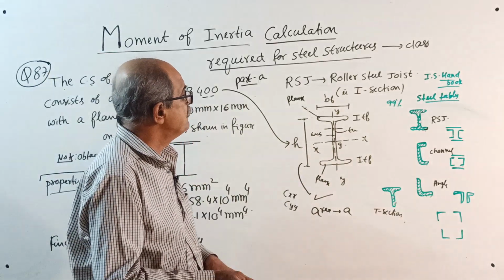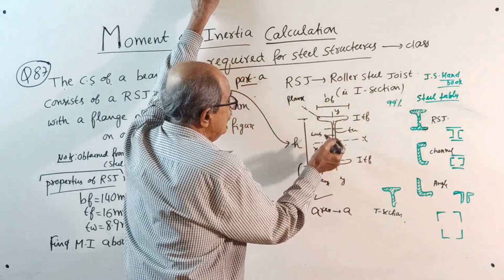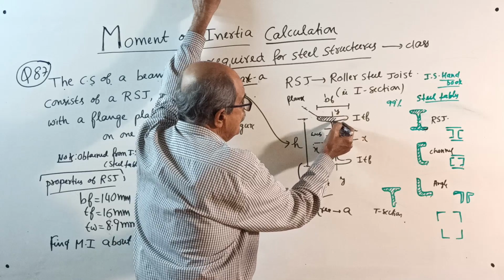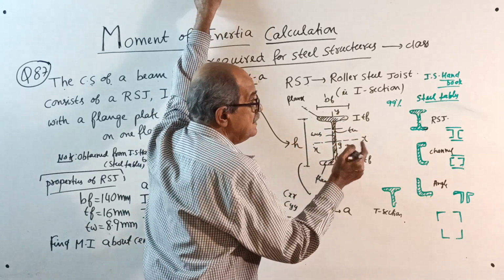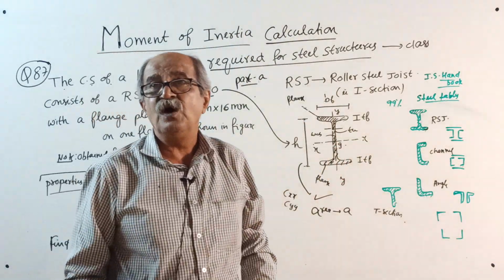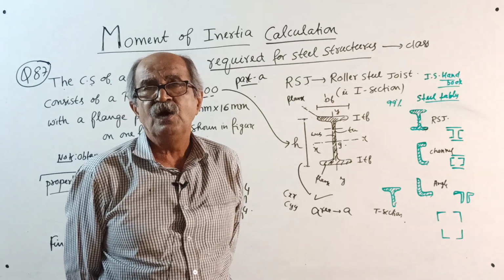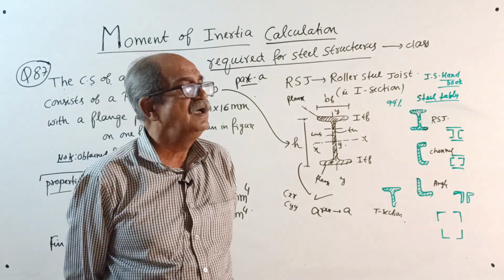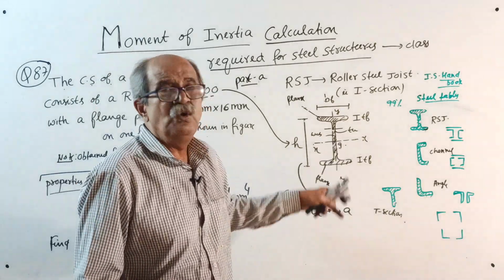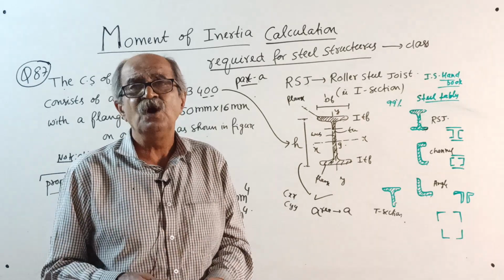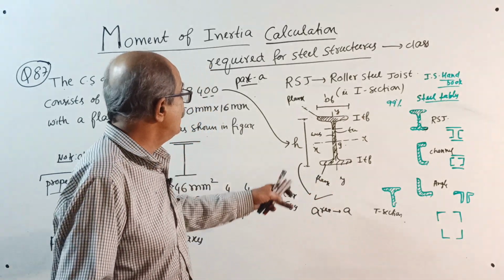Once you know the properties, make a note here: the complete I section you take as 1 unit. It's a new shape for you. Like rectangle, you know the formula; triangle, circle, semicircle, quadrant are known. For the I section, you don't need a formula, you know the values. Properties are given.